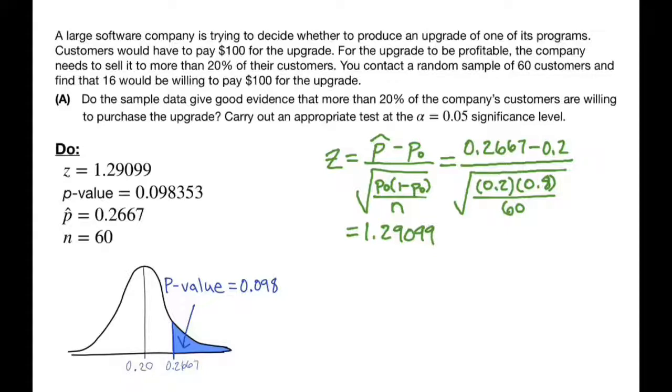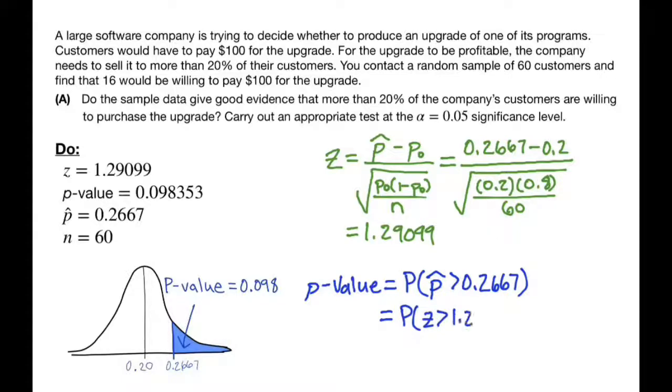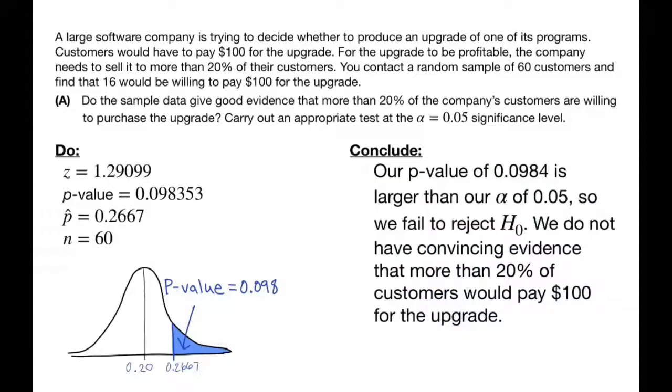If you're not in the mood to draw the picture, you also could do this. You can just say that the p-value is equal to the probability of p hat being greater than 0.2667, which is the same thing as the probability of z being greater than 1.29, which then returns the 0.098. Of course, you can also get that 0.098 using the table from the z-score or using the normal CDF in the calculator. Now that we have all these calculations done, what's our conclusion?